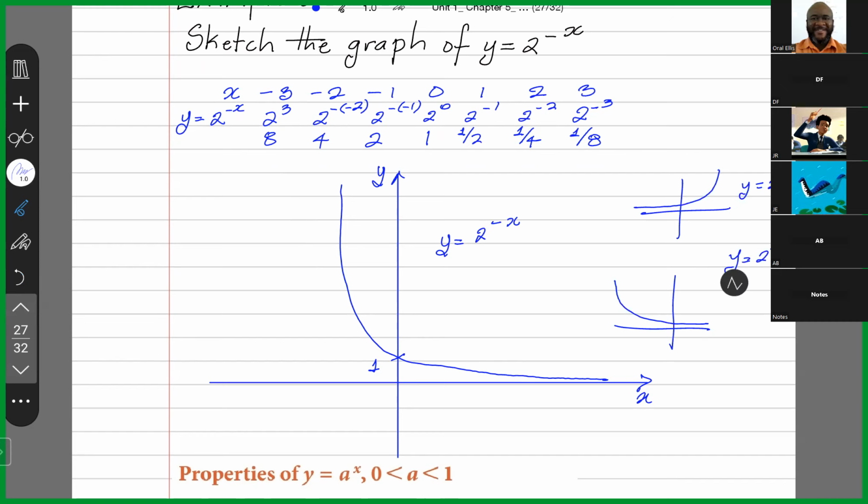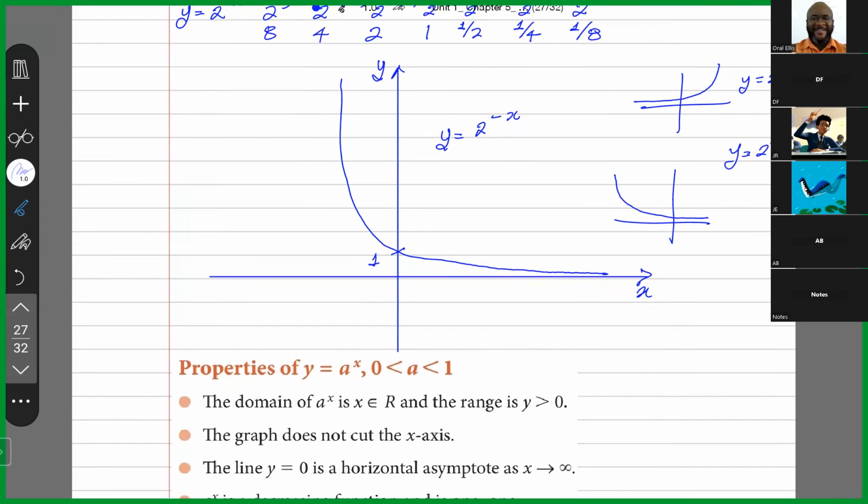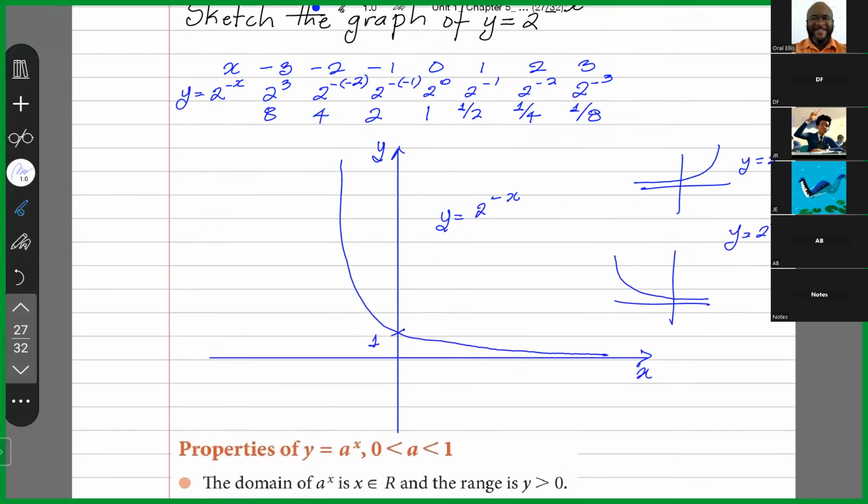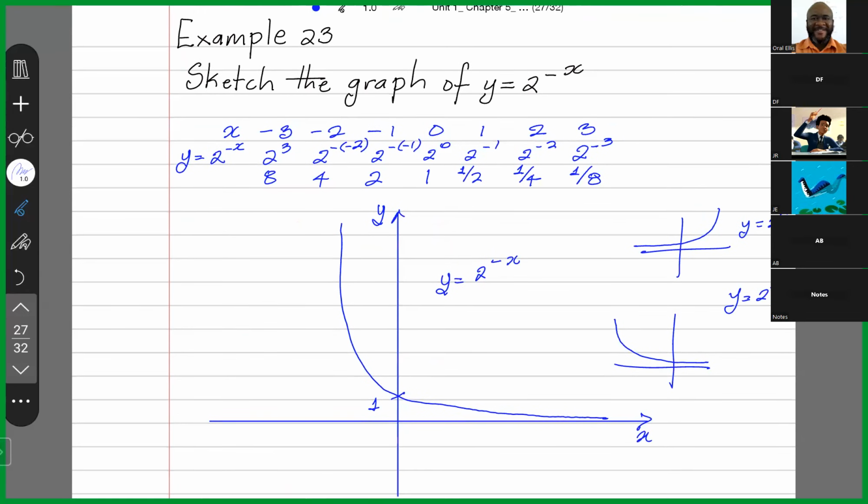All right. Now, properties. So that's what the graph would look like. So we need to have an appreciation if we are sketching y is equal to a to the x, where a is a positive real number greater than 1, how would the graph differ if x is negative or if x is positive? So that's what we'd get from this activity.